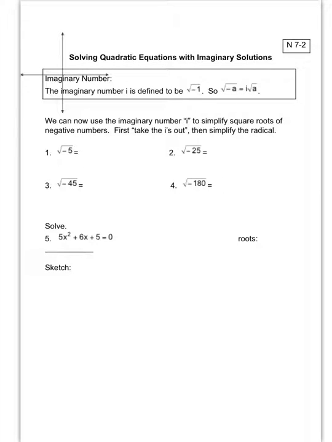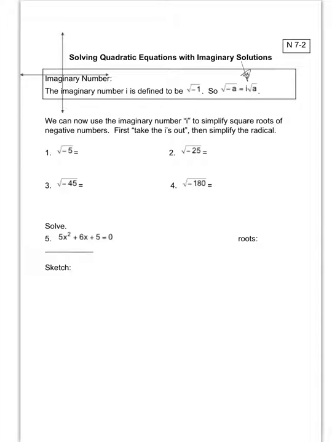Okay, so on 7.2 we're going to be solving quadratic equations with imaginary solutions. An imaginary number is an i, and that is defined by the square root of -1. So basically, you can't take the square root of a negative number, so what you will do is bring the negative on the outside of the square root and make it an i, and then take the square root of that positive number. Okay, so an imaginary number is the square root of a negative number.